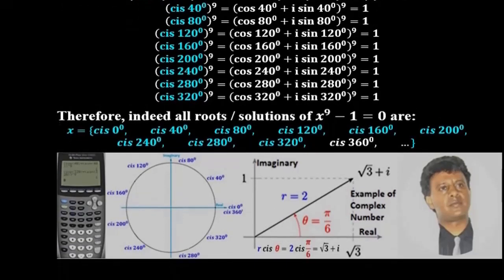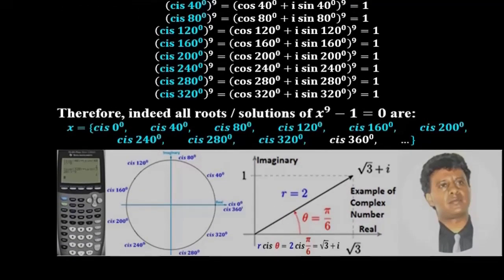And here they are in picture format. So it is a unit circle that starts at cis 0 degrees, cis 40, cis 80, cis 120, cis 160, cis 200, cis 240, cis 280, cis 320. It is a unit circle with the x-axis real and the y-axis imaginary. This unit circle is divided into 9 sectors, each sector with 40 degrees.